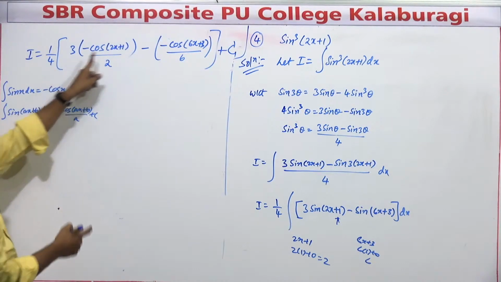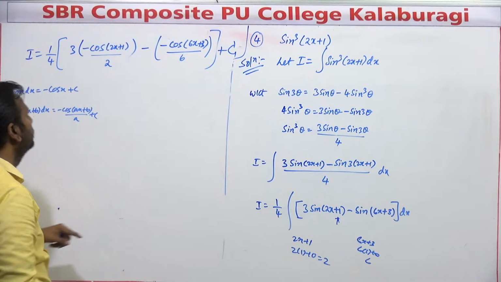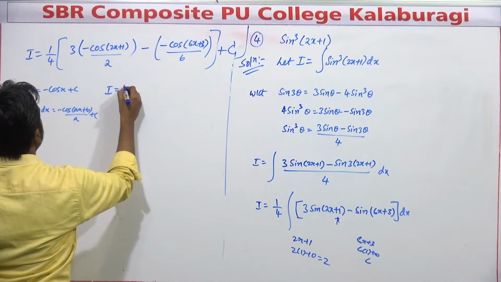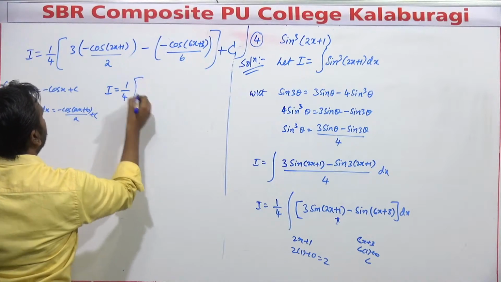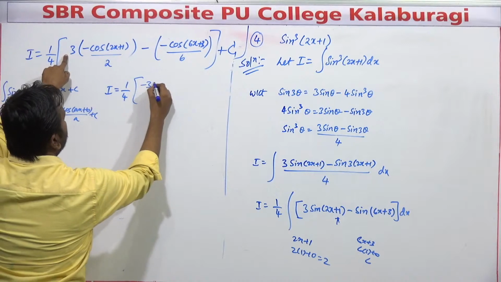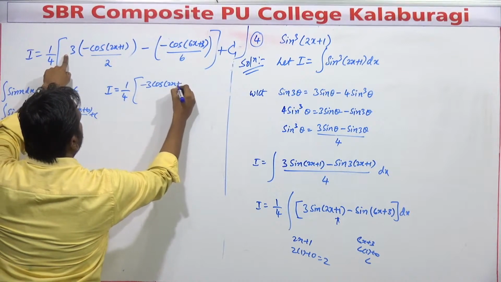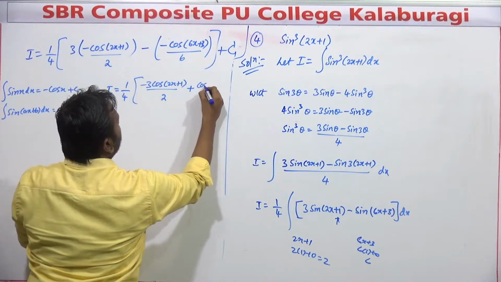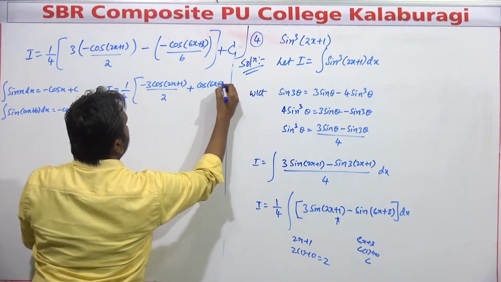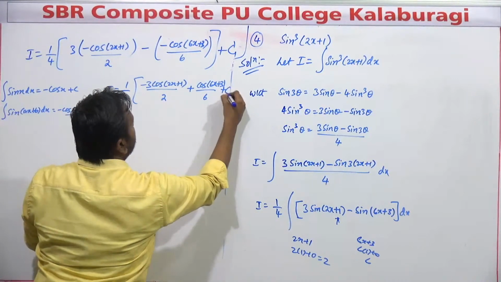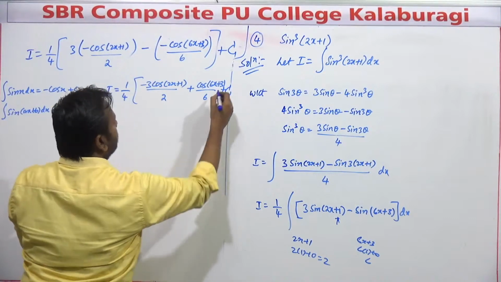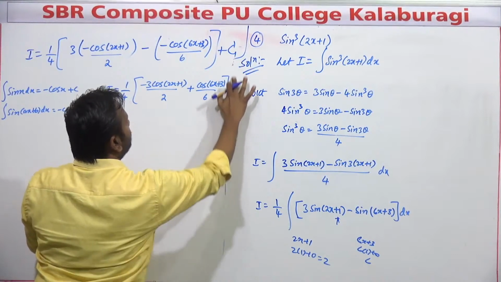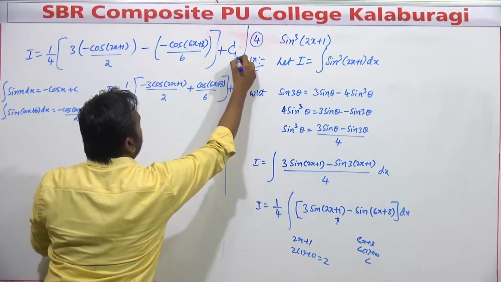You know this. That's why we have applied it like this here, right? So now what happens? Simplify the things and you'll get the answer. So I equals 1 by 4, simplify inside here: plus into minus, minus 3 cos of (2x plus 1) divided by 2, minus into minus, plus cos of (6x plus 3) divided by 6, plus c. Oh sorry, firstly we should put the bracket and then plus c, right?